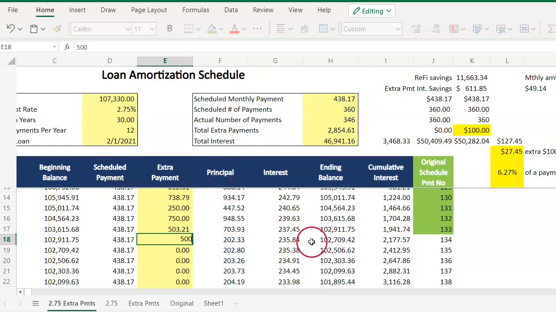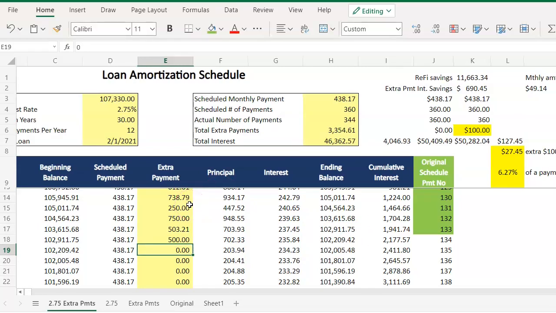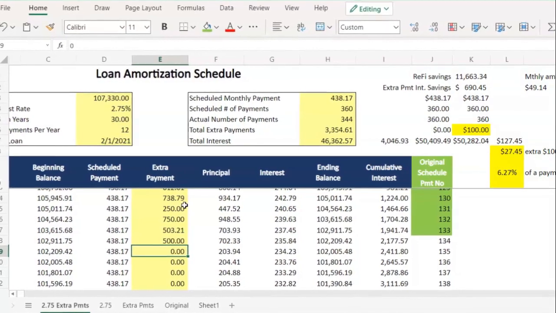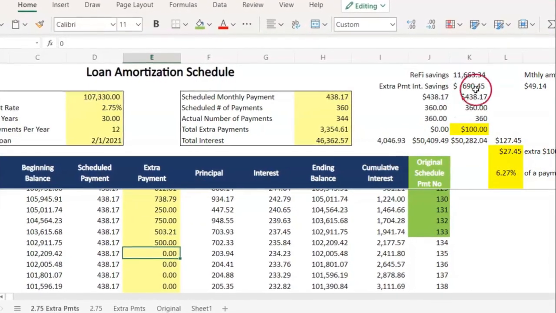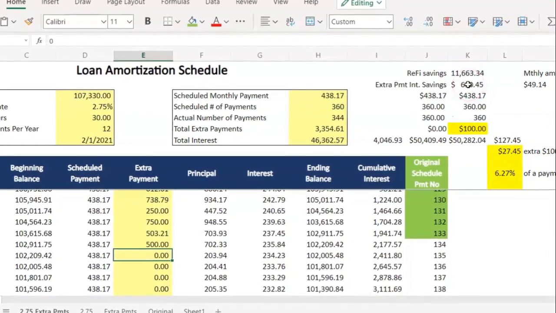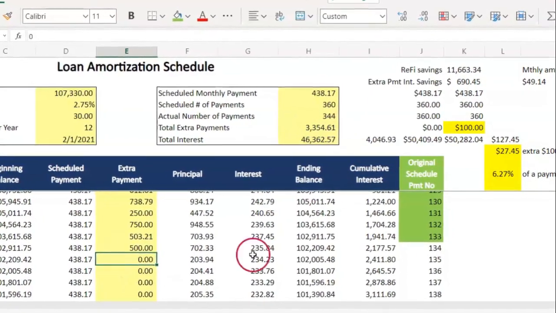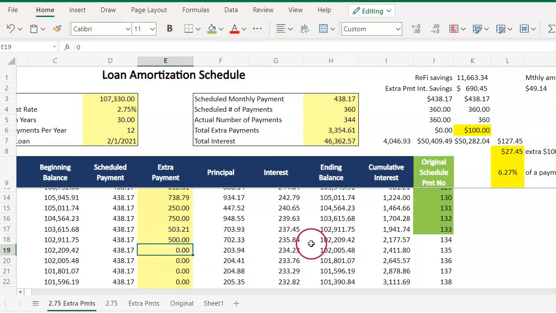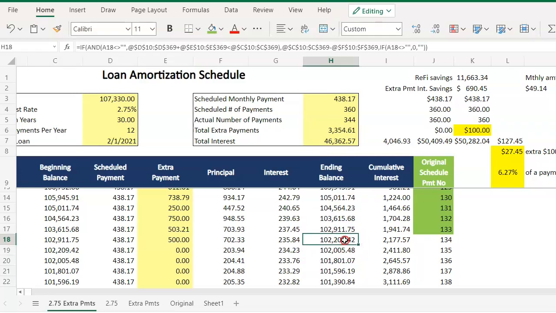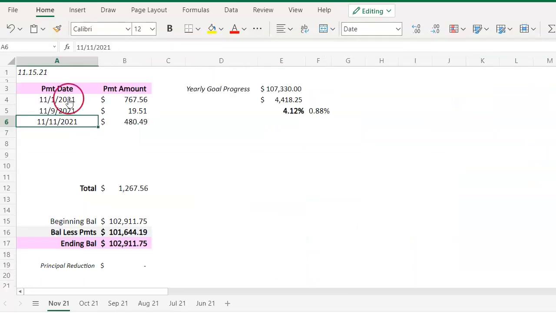Oh, here, if you want to take a look at that ending balance as well. And look. Okay, you can see that big old jump and the extra payment interest savings, and then a couple more payments knocked out. Look at how close this is. 102,209.42. Okay, that is the balance. Heading back over to the tracker.